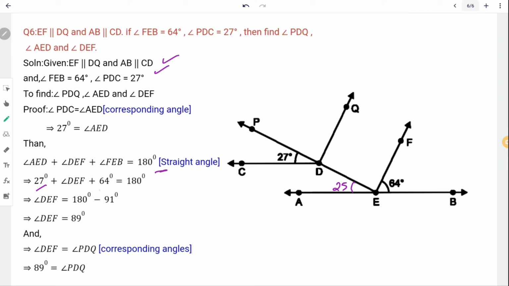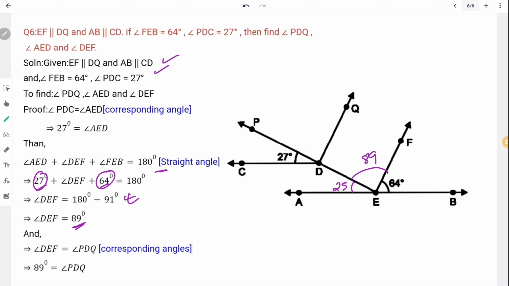From here we already know two angles. AED is 27, FEB given from the question is 64 degrees. So when you add these two, 64 plus 27, we're going to get 91. Send it to the other side, it's going to become minus 91 degrees. All right, subtract these two, we're going to get 89 degrees. Sorry, we already got a second one. Okay, this is also 89 degrees.